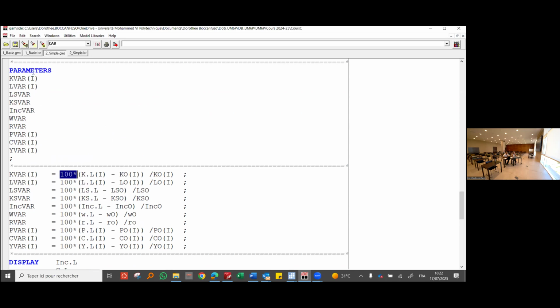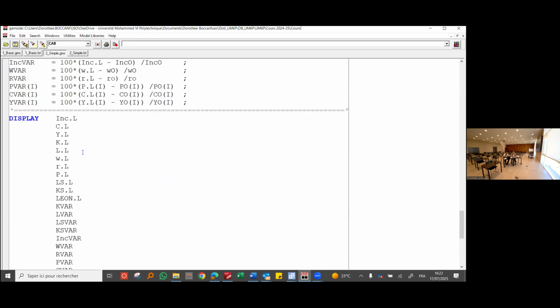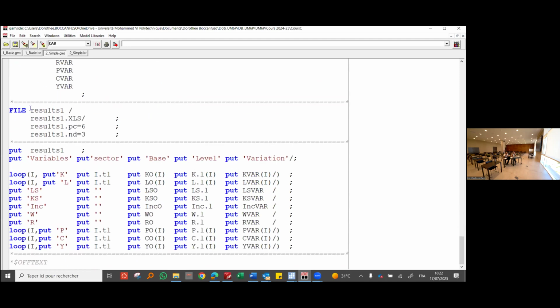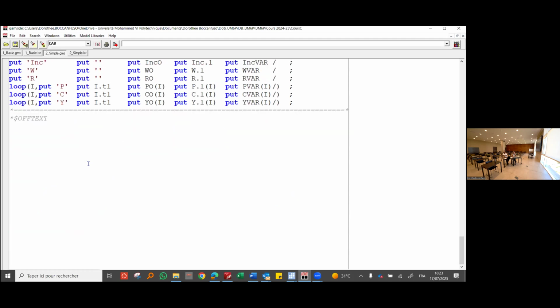And you declare the parameters, because you have to give this information to GAMS. I want to calculate something. You give a name to the something, and you calculate the variation for each variable that you have in the model. And you can display to see directly on the output of GAMS, but you can also save these results in Excel format, as you see here. Then with the keyword put, you tell GAMS to create a table that you can read directly in the Excel software.